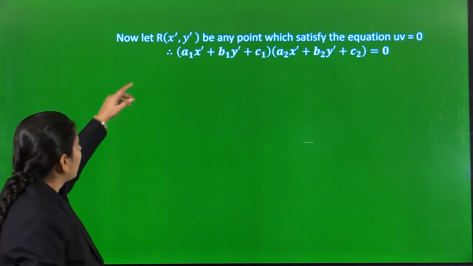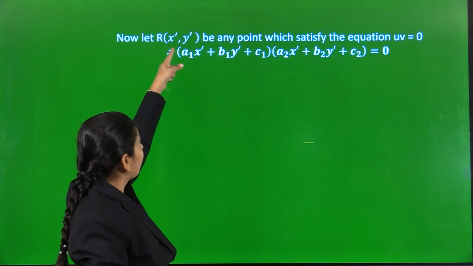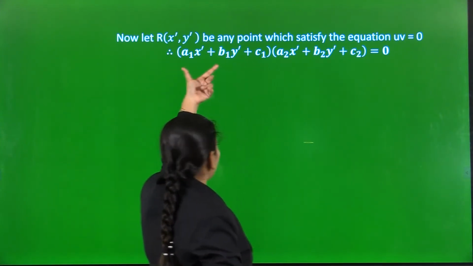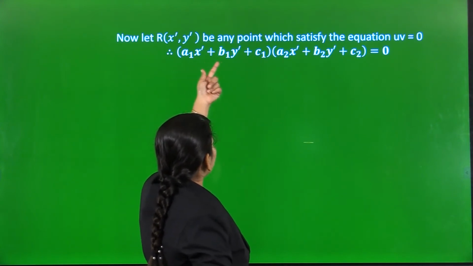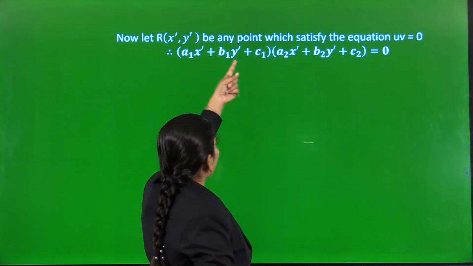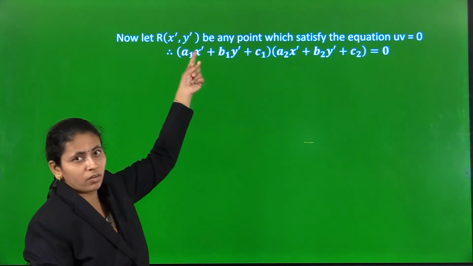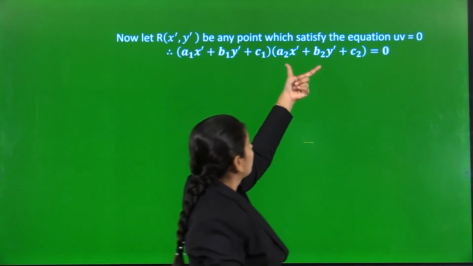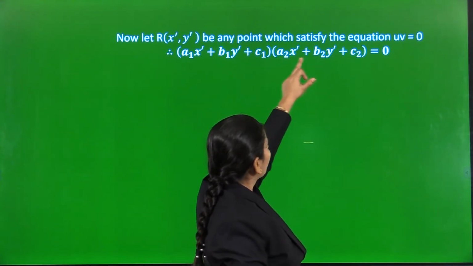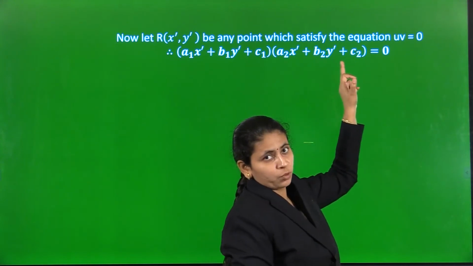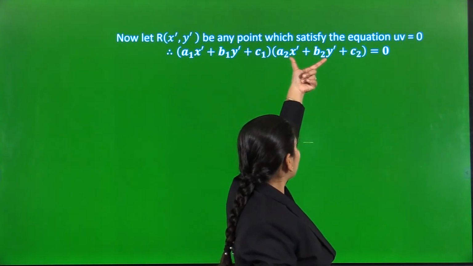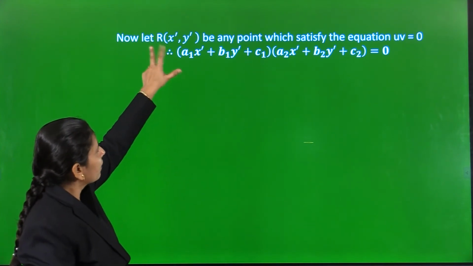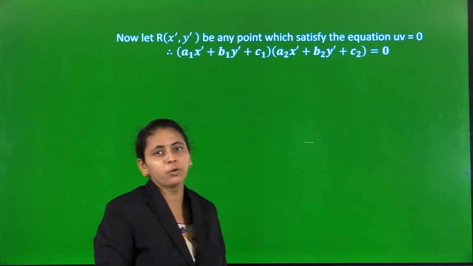Its meaning is that the coordinates of R(x', y') will satisfy the left hand side of the equation uv = 0. What is u? a1x + b1y + c1. Instead of x and y, here we have put x' and y' in the left hand side bracket. Also, what is the equation of v? a2x + b2y + c2. And here instead of x and y we have put the coordinates of point R, because point R satisfies this equation uv = 0.